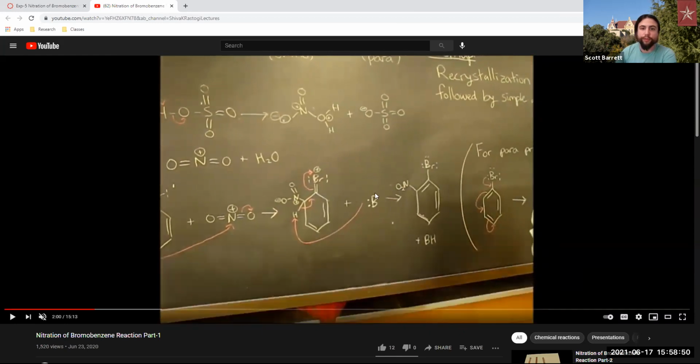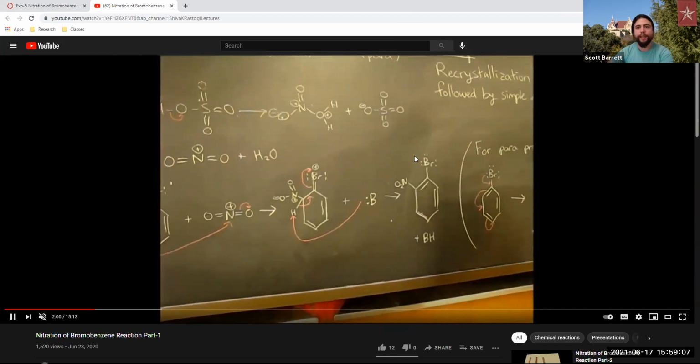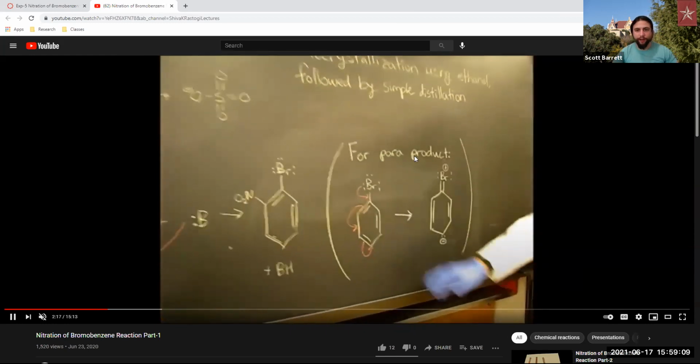The base, whether that be water or, like they said, a bisulfate, can come in and take the proton, donating the electrons over to create your arene ring again. And then finally, the bromine's double bond can come back up to donate the electrons back over, and you finally have your stable ortho nitro group. And then secondly, let's see if they go over to the para.